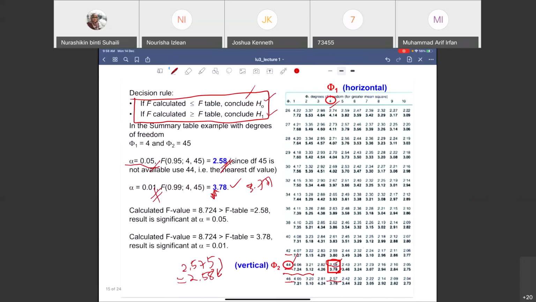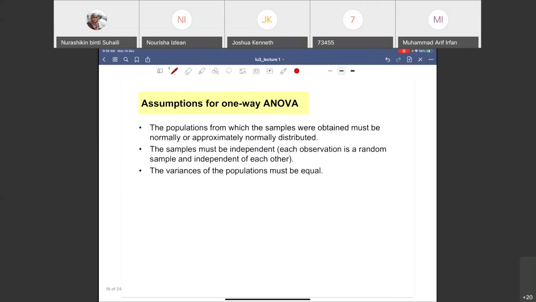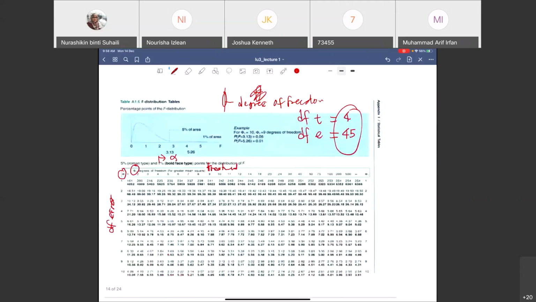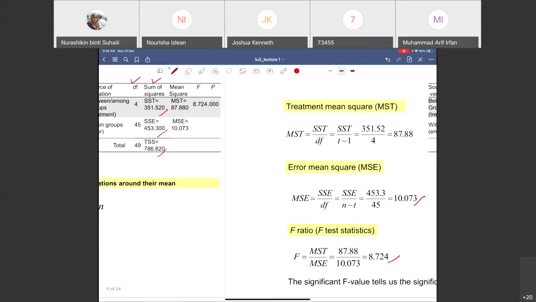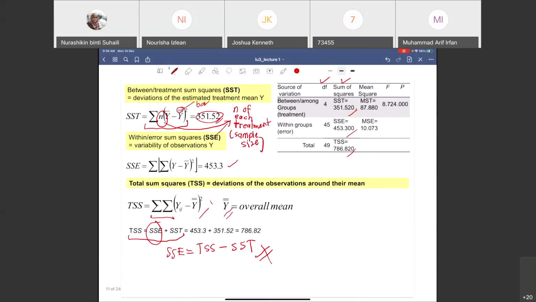Okay, guys, any questions so far? I'll go through how to solve for the SST and so on, but this is just to give you a very general overview about ANOVA. Any questions so far, guys? Question, Doctor. Okay, right, thanks.